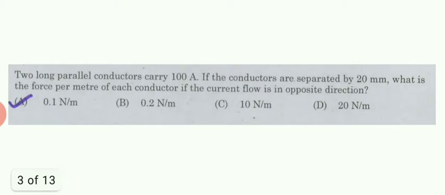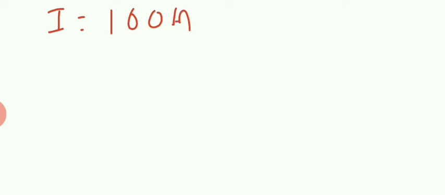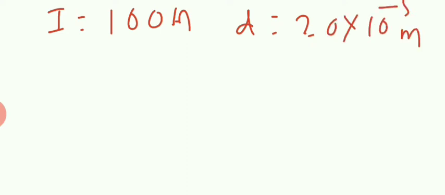Two long parallel conductors carry 100 ampere. If the conductors are separated by 20 millimeter, what is the force per meter of each conductor if the current flow is in opposite direction? Right? So here what they have given, current flow in each conductor is 100 ampere, and distance between the conductor is 20 into 10 power minus 3 meter. Right? They are given in millimeter.